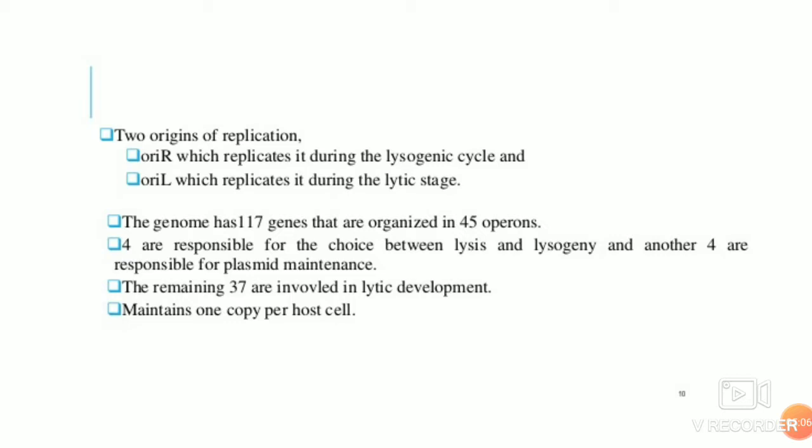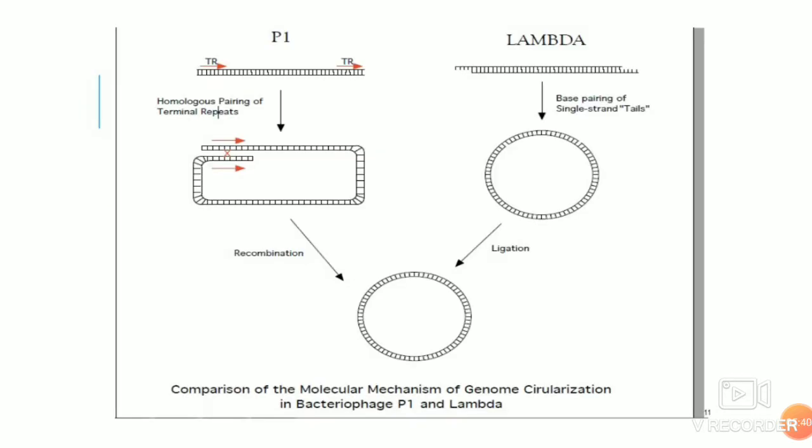The genome has totally 117 genes that can be organized into 45 operons. 4 of them are responsible for choosing between the lytic and lysogenic cycle, and another 4 are responsible for plasmid maintenance. Like all plasmids, these are not replicative in an uncontrolled way. It is like one prophage per cell that has to be maintained. For that, 4 of the proteins are responsible. The remaining 37 are involved in lytic cycle development and maintain one copy per host.